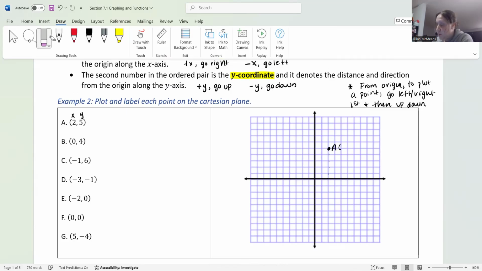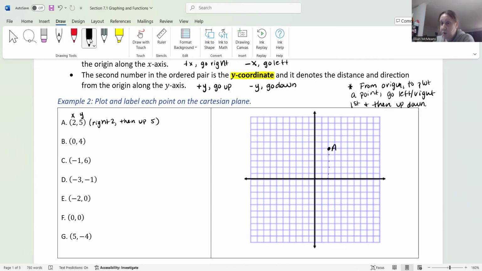I probably am not going to put the ordered pair. I'll just label it with A, B, C, D, E, F, or G for the sake of space. So just to be really, really clear, we go from the origin, we go right 2, then up 5. Okay?